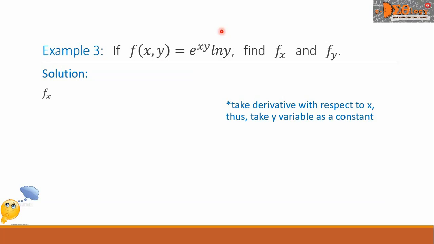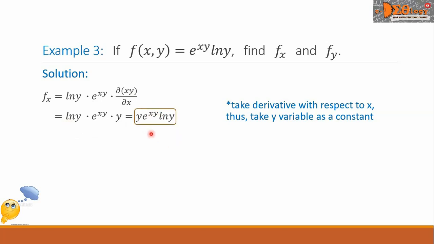We will take y variable as a constant, which means the derivative will be ln y, it is a constant, times the exponential of xy. We'll just copy it here to be multiplied by the partial derivative of this exponent xy. On the next line, we will simplify this derivative. So derivative of xy is simply y. And on the next step, we'll just simplify. So we have now y times e raised to xy times ln y. This is the final answer.